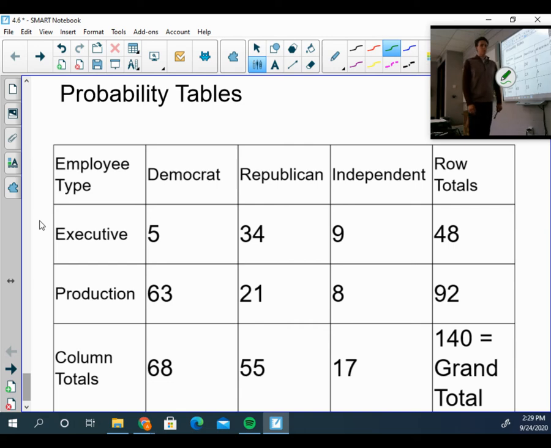It's probability of someone being a Democrat. Pause the video, each time I ask a question, figure it out, and then we'll talk about it. Well, let's think about it. What's the probability of someone being a Democrat?